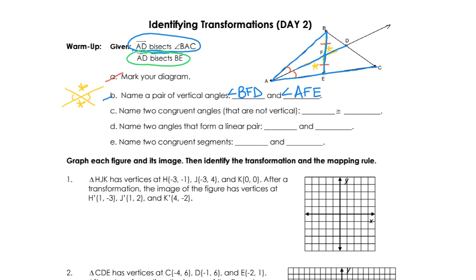Okay. Part C says name two congruent angles that are not vertical. Those are the ones that we arc marked. This top one with the arc mark in it is called angle BAF, and the bottom one with the arc mark is angle EAF.